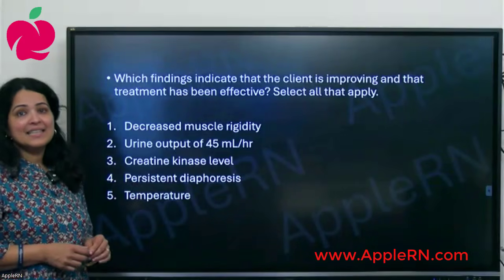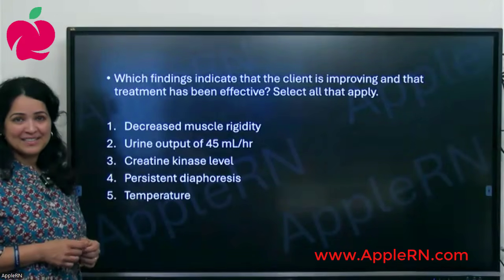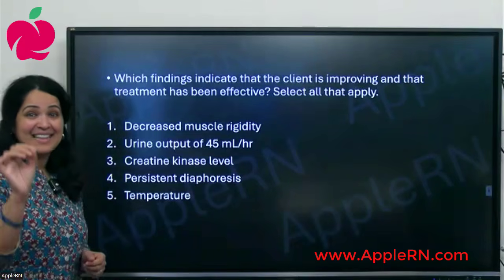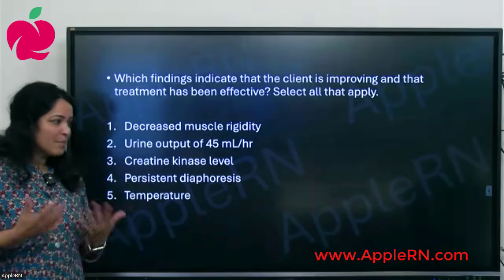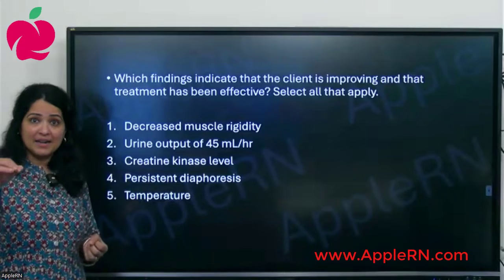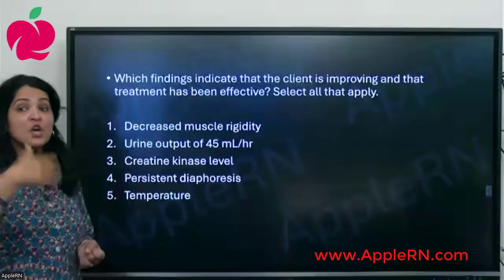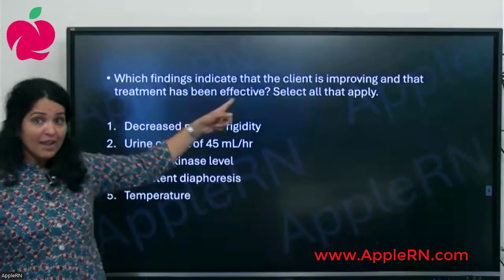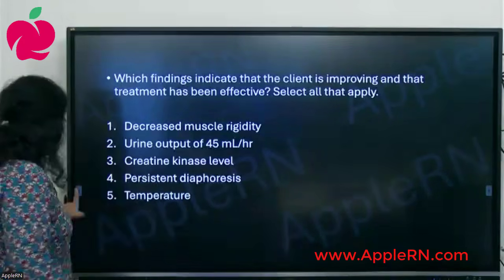Which findings indicate that the client is improving and the treatment is effective? So it's a select all that apply question, and we are looking for something good. We're looking for things which tell us that the patient is getting better. Okay. What are the better things here? Just select all the better things where you know that it is getting better. Treatment is effective. Okay, one, definitely yes, decreased muscle rigidity, which means the patient is getting better, right? Client is improving. Treatment is effective. You know, it might take some time, but it is improving. So decreased muscle rigidity, that's yes.